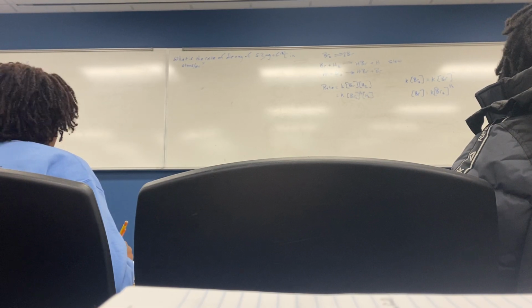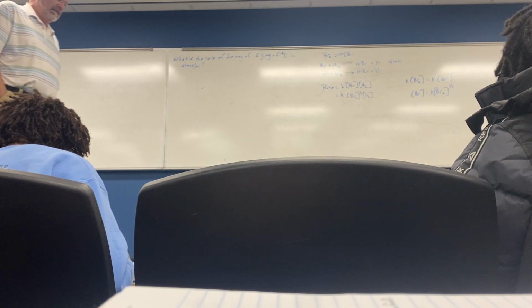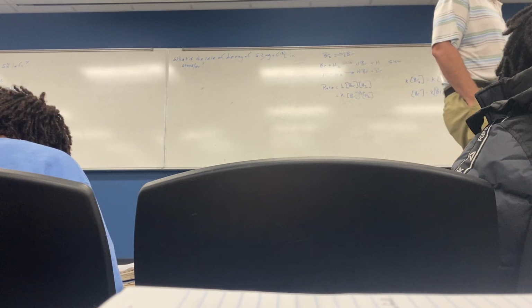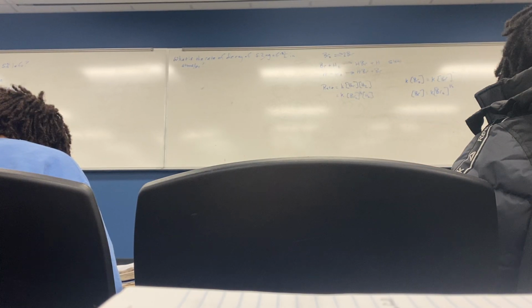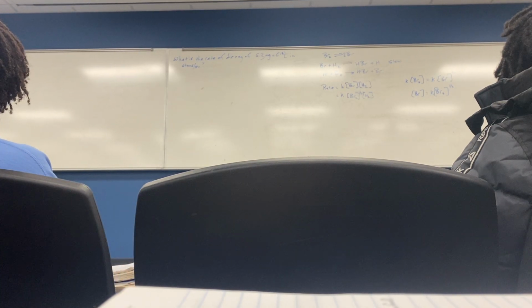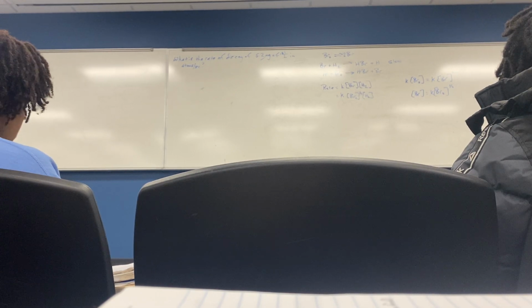Wait. What do I want my rate to be in? Atoms per second. Well, I got the per second part, so what do I have to do now? Find the atoms. Okay, how many atoms is 5.2 micrograms of iodine?